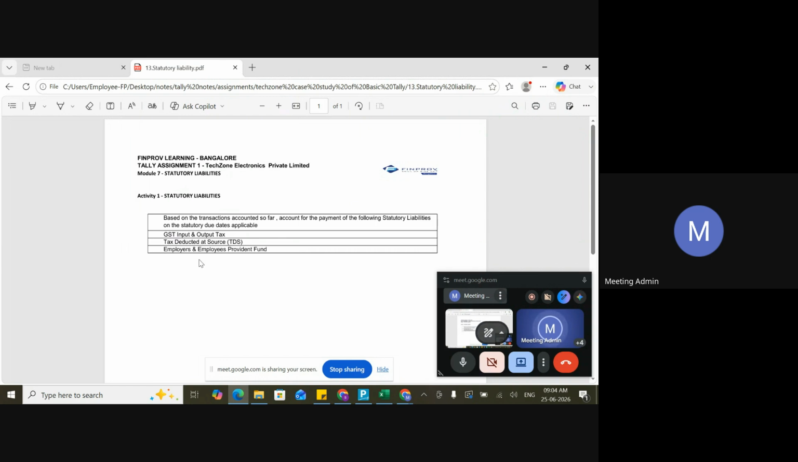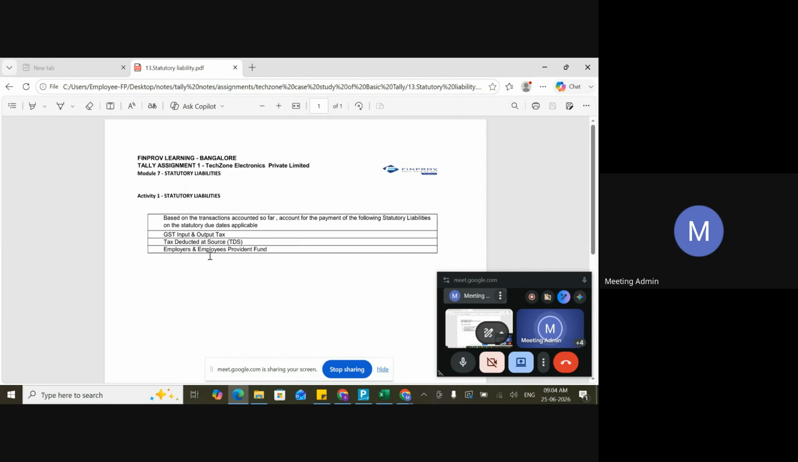GST, input and output tax, TDS, and employees' and employers' provident fund. So first we will do the PF, then we will do the TDS, and then we will do the GST. Okay. First, because PF is simpler. TDS again, and GST you need to understand some more. So we will start with the simple one.